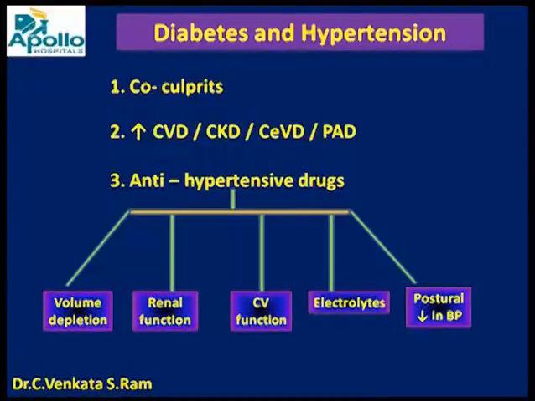So Mr. Chairman, ladies and gentlemen, in conclusion then, diabetes and hypertension are core culprits in robbing a patient of his health. Health is treasure, and the treasure is robbed when you have both diabetes and hypertension. Both diabetes and hypertension can increase cardiovascular disease, chronic kidney disease, cerebrovascular disease, and don't forget peripheral arterial disease. Antihypertensive drugs, when you use, keep an eye on volume depletion. I mentioned to you about renal function, cardiovascular function.